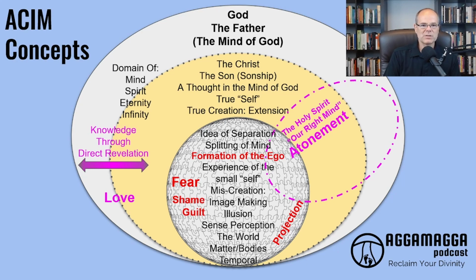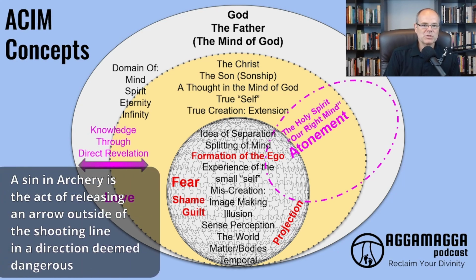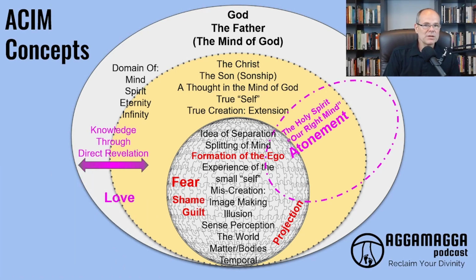In archery, there's this idea of sin where it really just means you've missed the mark. So when you create a sin in archery, you just haven't hit the bullseye. Okay? So the atonement is a process, and the atonement is a principle within A Course in Miracles.